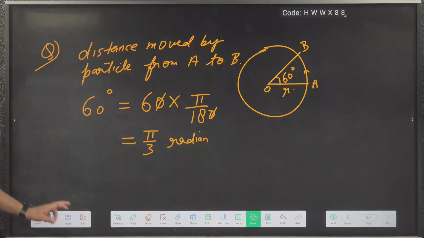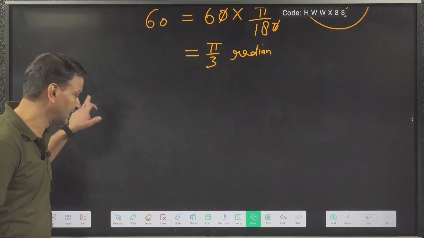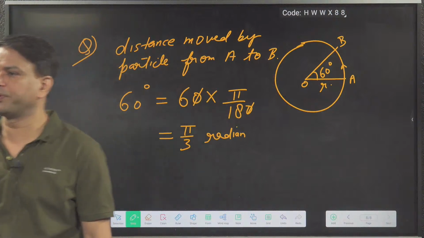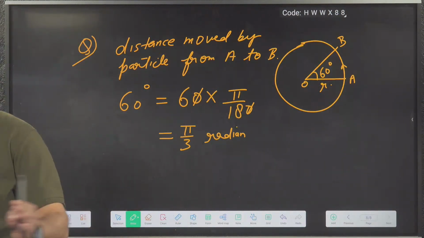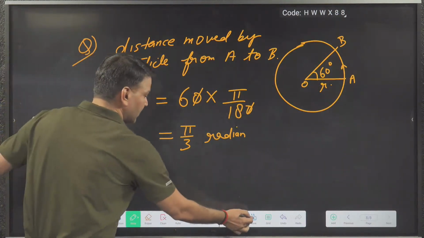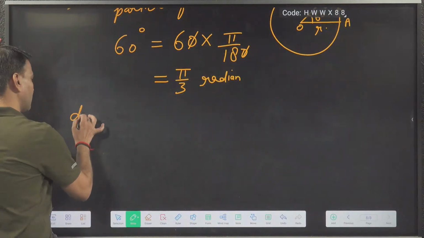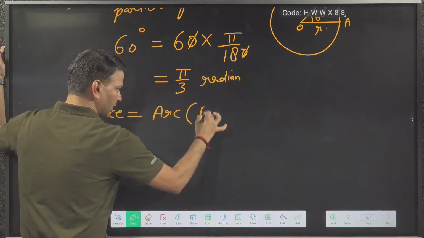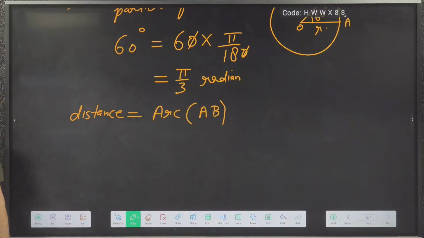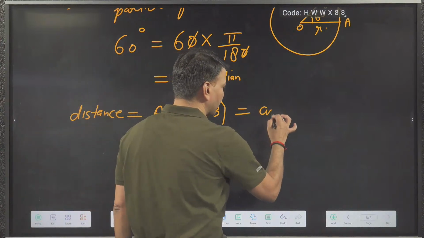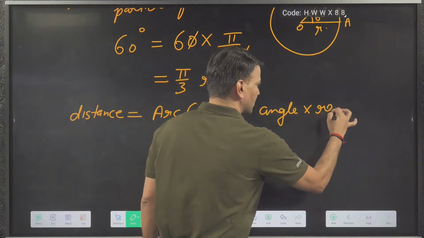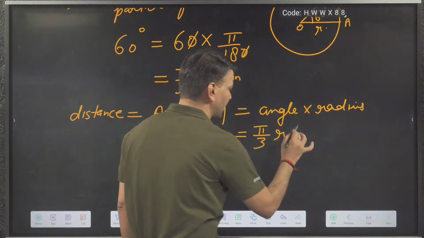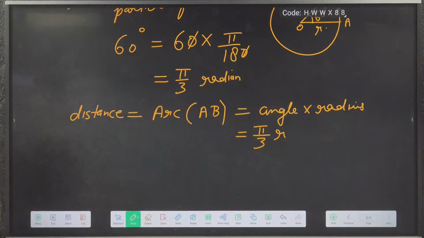After getting the angle in the radian, now I can use a formula for distance. Distance means, basically, it is the arc length A to B. Arc is equal to angle into radius. Now distance AB is equal to arc AB. The arc formula we know: angle into radius. The angle is pi by 3 and the radius is R. So the answer you got is pi R by 3.